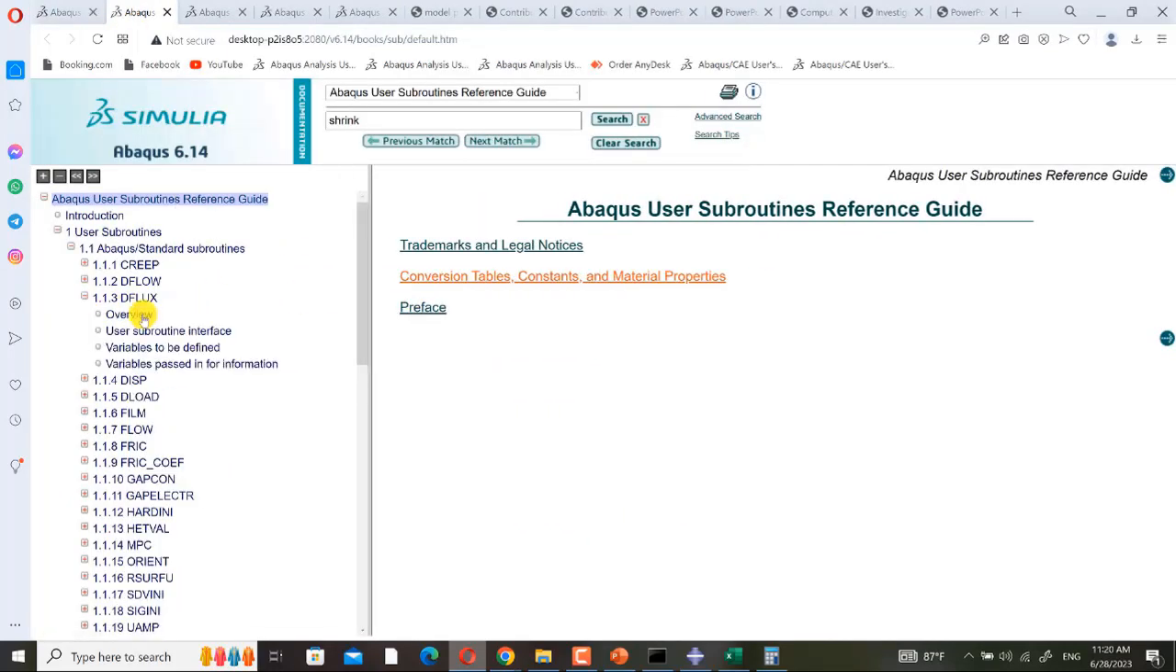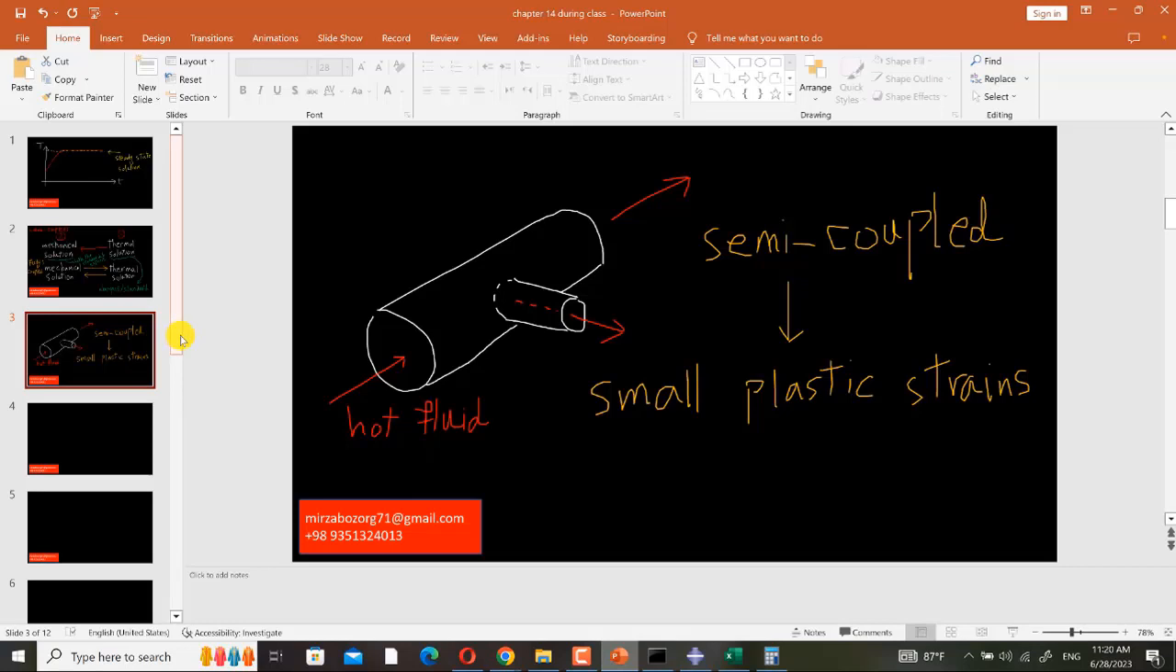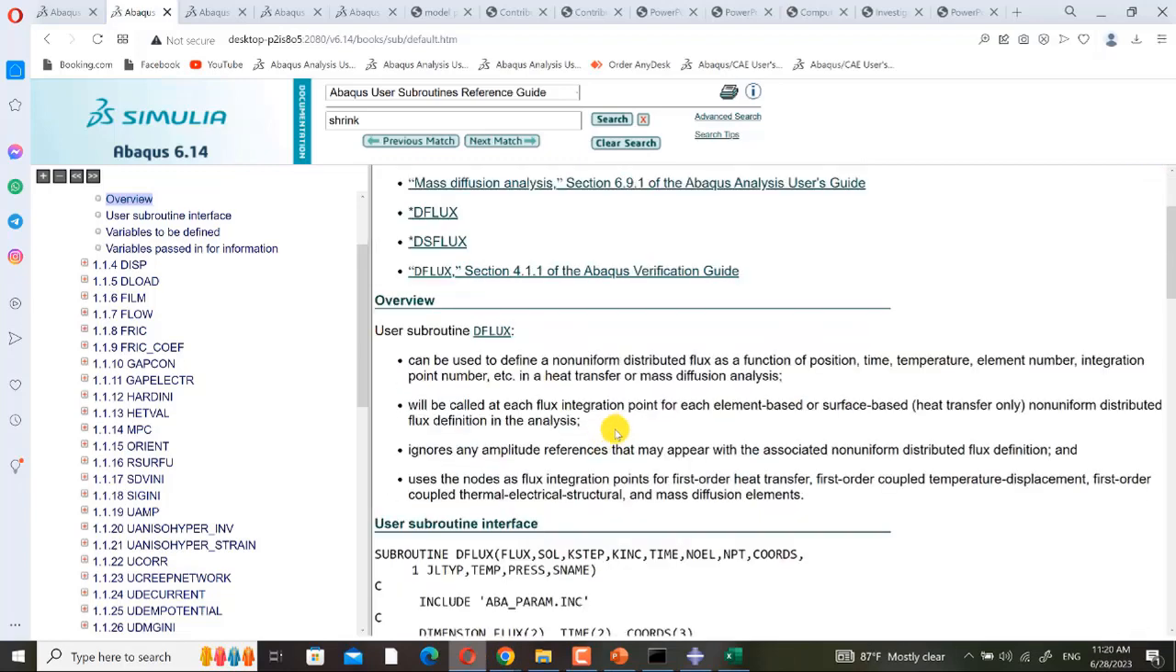Here we have the DFLUX subroutine. Now I want to talk about the DFLUX subroutine. It is one of the famous subroutines of Abaqus, and it has a lot of usage in 3D printing, in welding simulation, and like that.